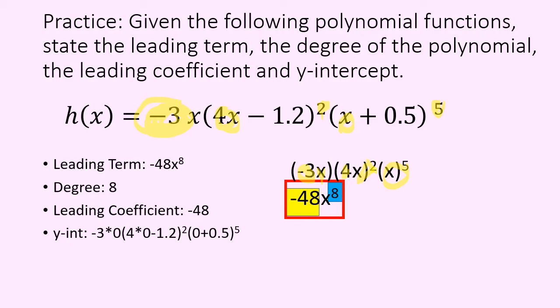To get my y-intercept, I replace all my x's with zeros. Now, I get them over here, but because we have an x multiplying everything, that's a 0. The entire thing is going to be 0. Which means that my y-intercept is at 0.